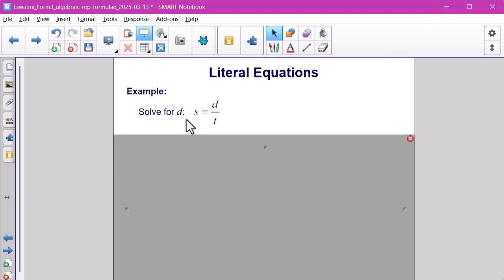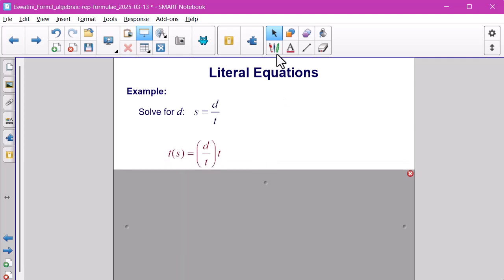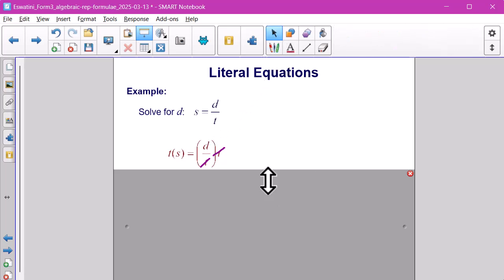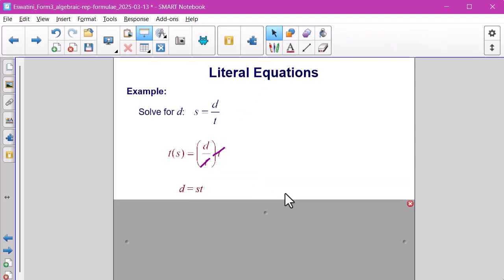Solve the equation for d, or distance. We have our speed equals distance divided by time equation, and in order to solve the equation for distance, we would multiply both sides by the time. That'll allow us to cancel out the time values on the right-hand side of the equation, leaving us with d for distance by itself. So we have that distance is equal to speed times time.